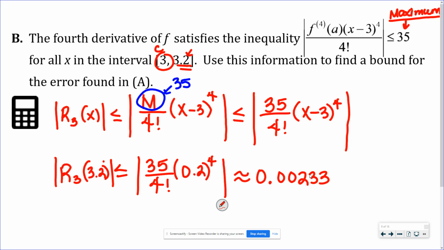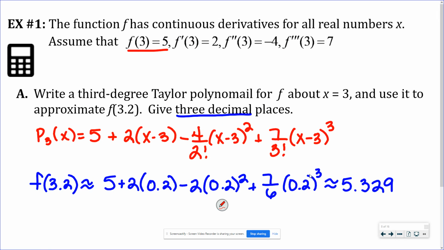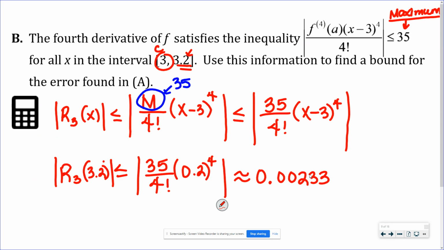The error means that is how far off your estimation could be. Our estimation currently is 5.329. It could be 0.00233 larger than that, or 0.00233 smaller than that value. So this is how much you are off, okay? Sometimes we call this the error margin. It's like the statistical term for that. Margin of error.